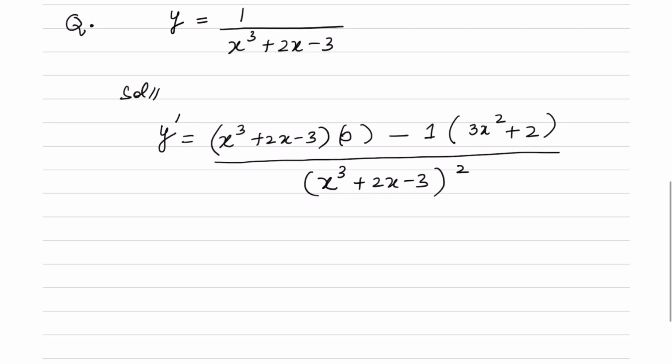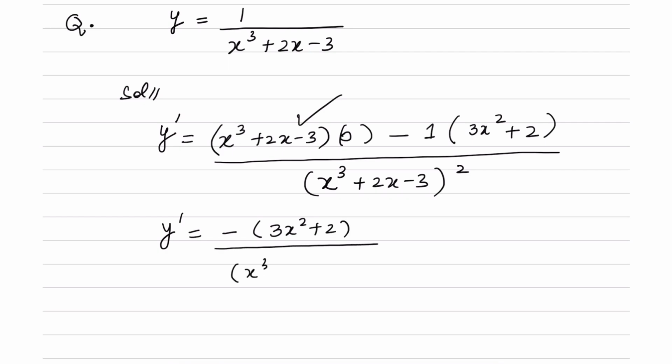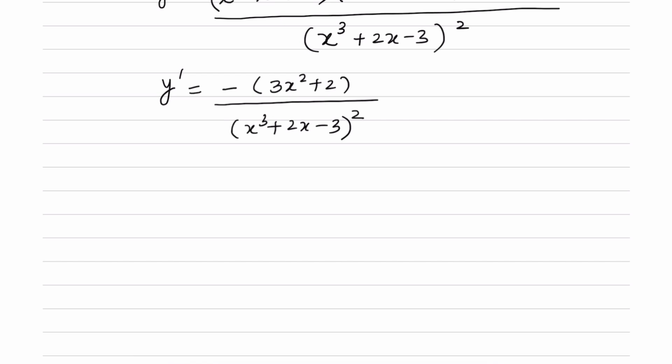We can simplify this expression. It gives us y dash. Since this term becomes 0, the next term is minus 3x square plus 2, whole divided by x cube plus 2x minus 3 whole square. Let's attempt one more question.